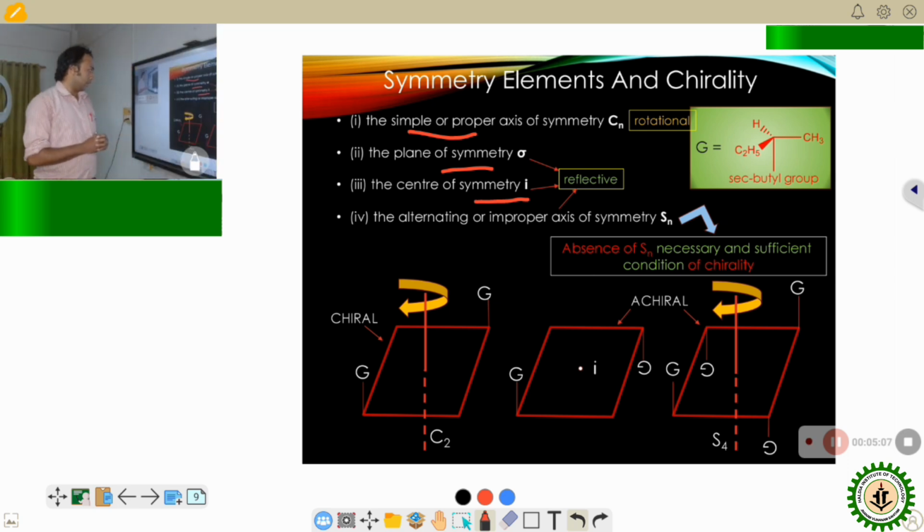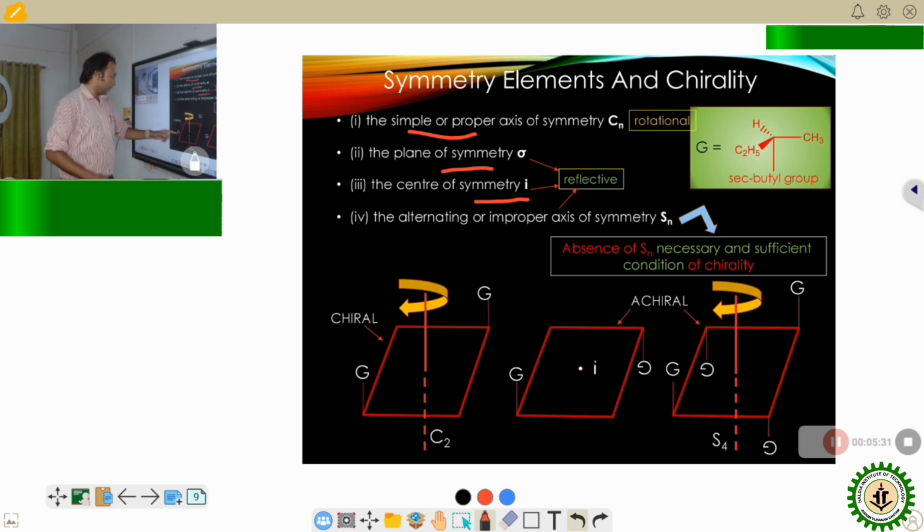Okay, so let us now see what kind of operation they do. If I consider this cyclobutane molecule, we have this sec-butyl group. It is a kind of chiral group. If I rotate this by 180 degrees, we get an indistinguishable form of the molecule. So they are the same if I rotate by 180.